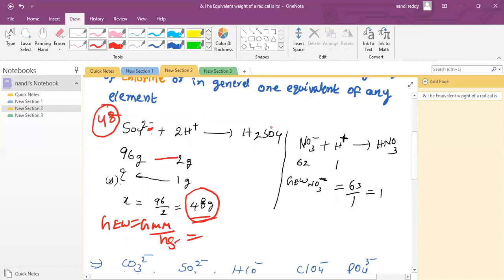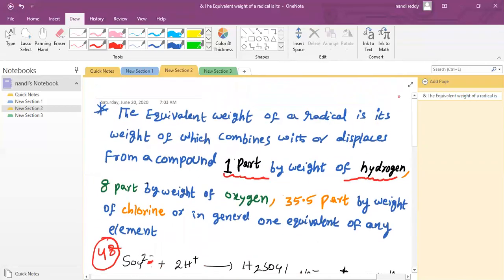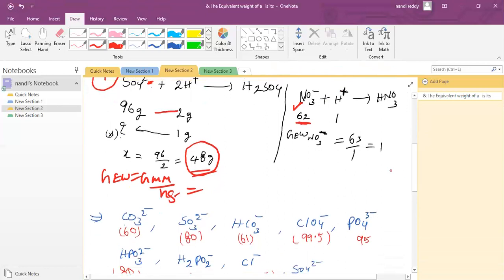Similarly, one nitrate ion can combine with 1 gram of hydrogen. That weight is its equivalent weight. Already we gave the definition: the equivalent weight of a radical is its weight which combines with or displaces 1 part of hydrogen. Understood? So our definition we are basically applying with respect to 1 part of hydrogen. These are the examples we are providing.